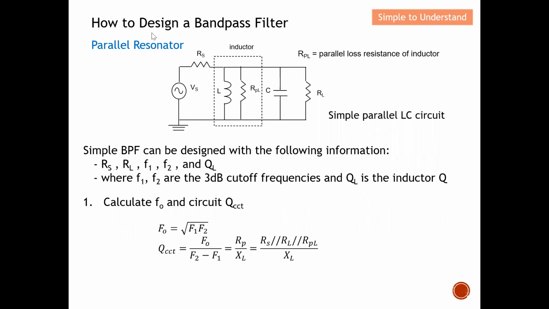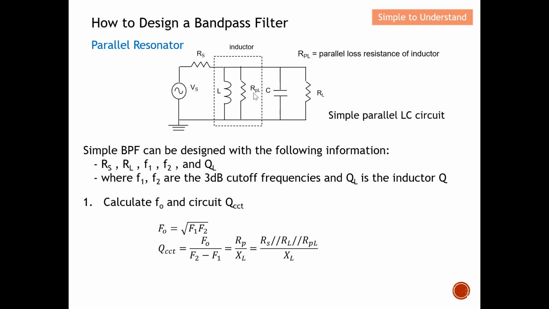One of the easiest ways to design a bandpass filter is to use a parallel resonator. This diagram in fact shows a parallel resonator. From this diagram, you can see that the L and C are connected in parallel. This is the L, this is the C. They are called parallel because L and C are connected in parallel, and therefore this forms a parallel resonator.